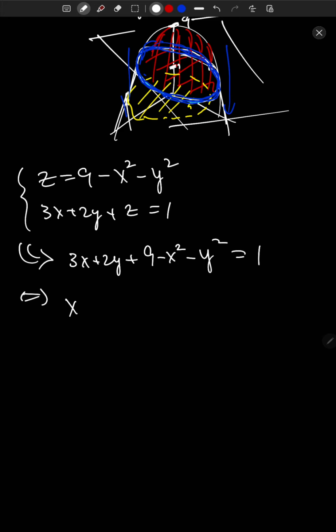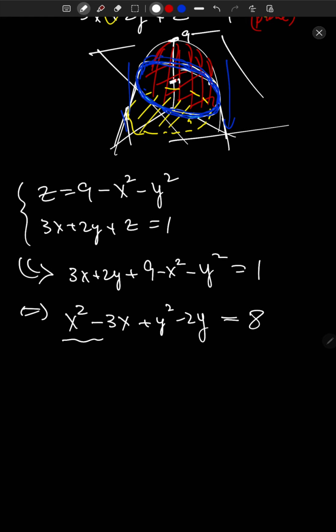So let me throw some of these things to the other side so that these guys are positive. So this is x squared minus 3x plus y squared minus 2y is equal to 8. All right. And so this here represents the shadow, this shadow region down here, and represents the equations that describe this curve down here. So again, that's the boundary of the region over which we want to integrate. Essentially, if we can figure out what this thing is, we know what our region is.